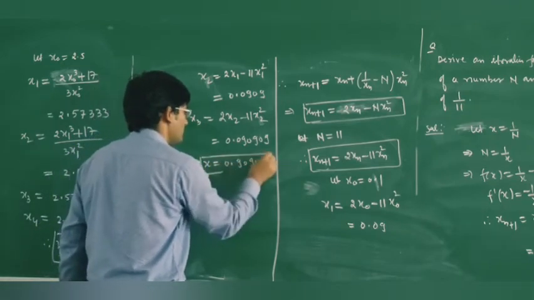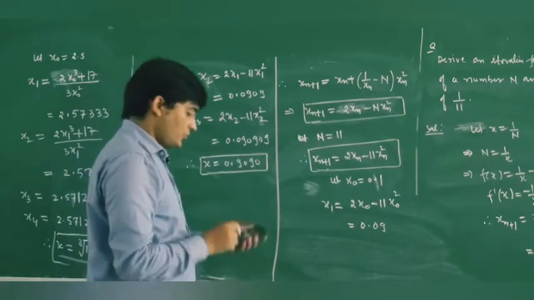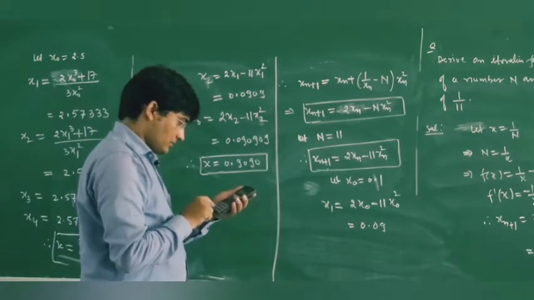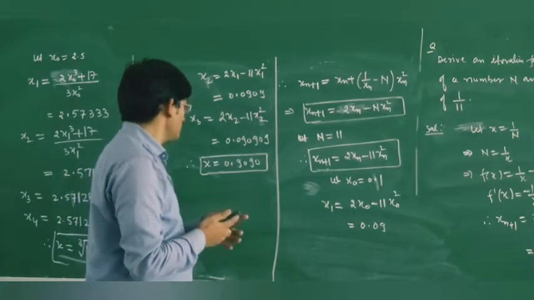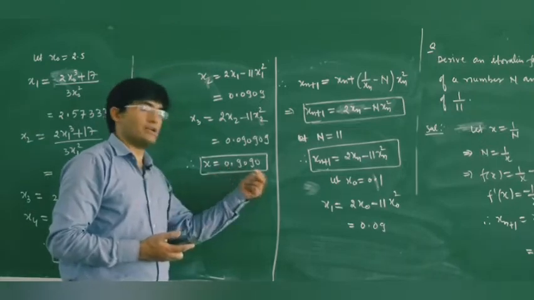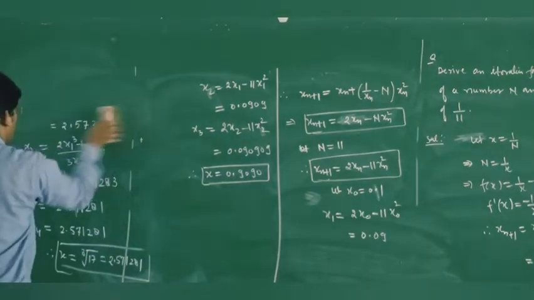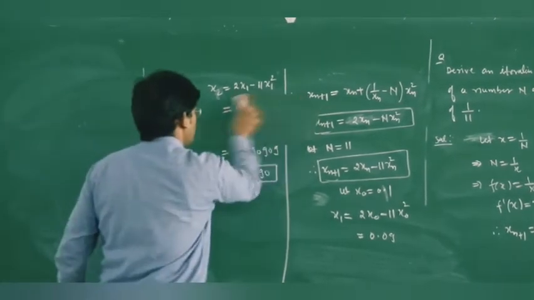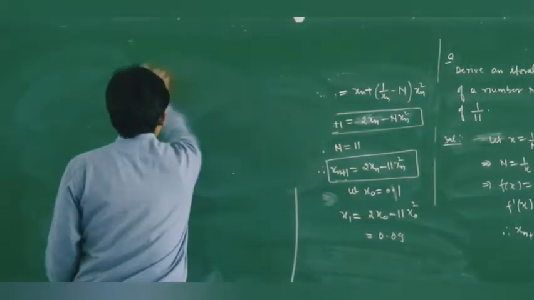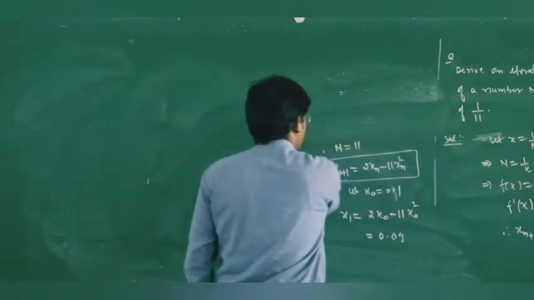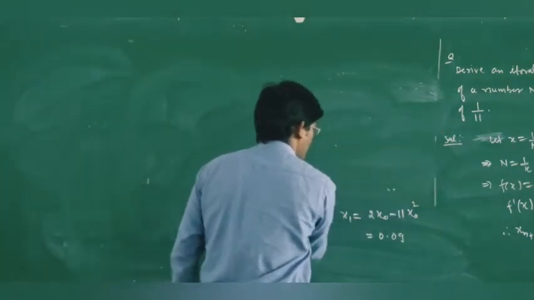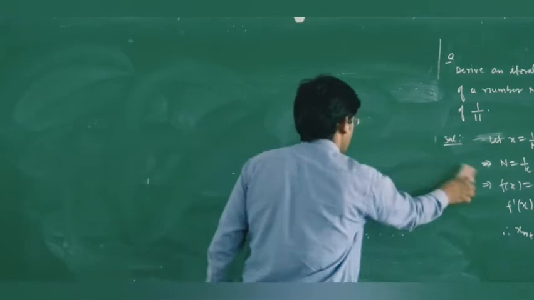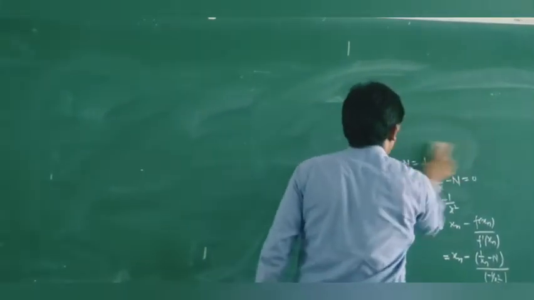So this is the reciprocal of 1 by 11, and this is your x equal to 0.0909. Now I will discuss the rate of convergence and order of convergence, and then I will try to find out the rate of convergence of bisection method, Regula Falsi method, Iterative method, and Newton Raphson method.